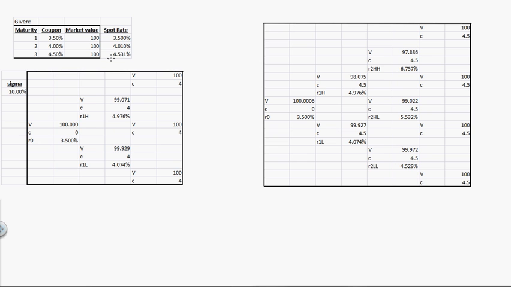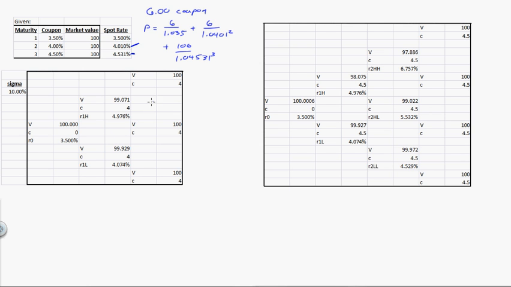Now that we have that, we can value a new bond, and I'm going to say the new bond has a 6% coupon. And the traditional way to value that, the price is equal to 6 over 1.035 plus 6 over 1.0401 squared plus 106 over 1.04531 cubed. So that's what we've done in the past.